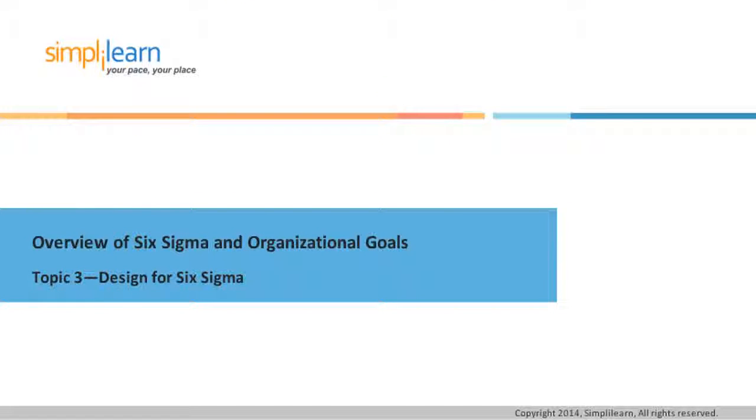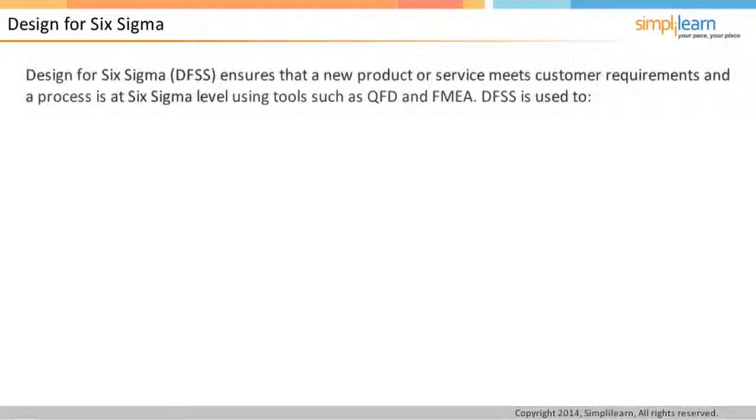In this topic, we will discuss the concepts in Design for Six Sigma, or DFSS. Let us first understand DFSS in the next screen. DFSS, or Design for Six Sigma, is a business process methodology that ensures that any new product or service meets customer requirements, and the process for that product or service is already at Six Sigma level. DFSS uses tools such as Quality Function Deployment, or QFD, and Failure Mode and Effects Analysis, or FMEA.